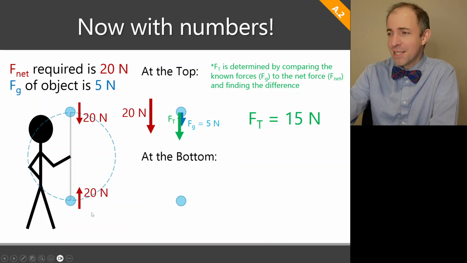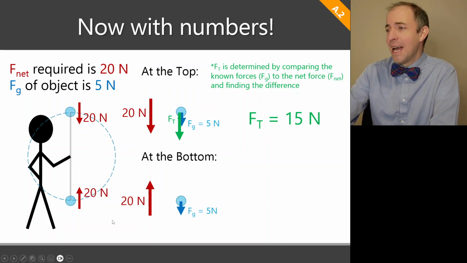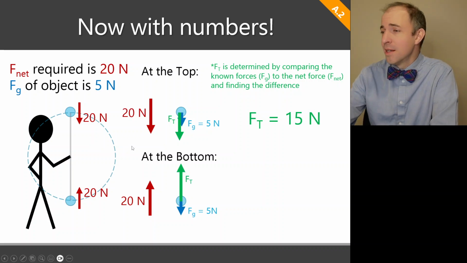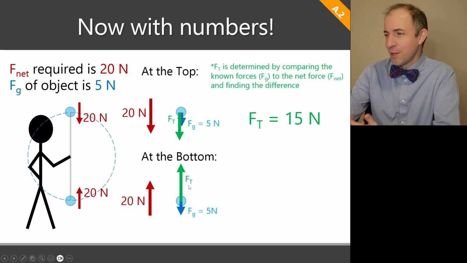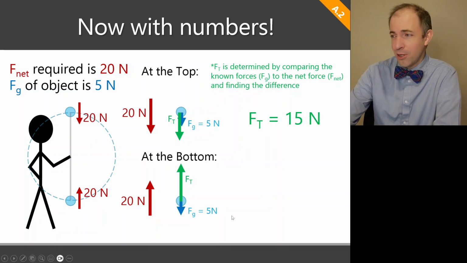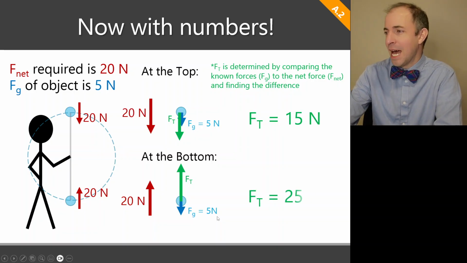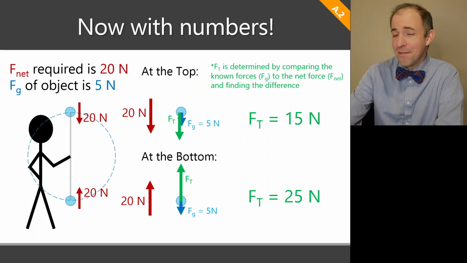At the bottom, my net force is now 20 newtons up, and force of gravity is still 5 newtons down, but now we said Ft was pointing up. So 20 newtons up, Ft has to be bigger than Fg. There is no equation, you just look at the picture. Ft has to be 20 newtons larger than Fg in order for that net force to happen. So Ft ends up being 25 newtons.